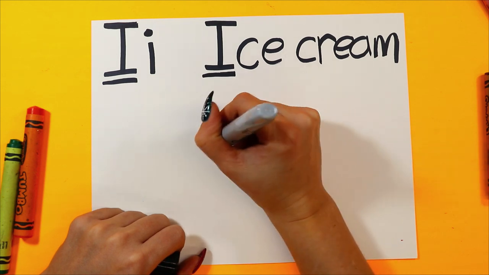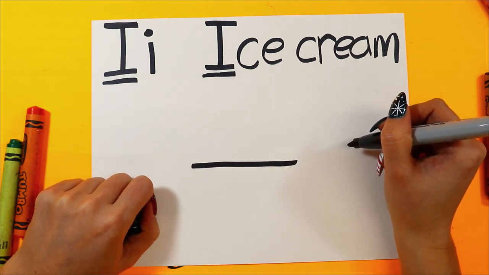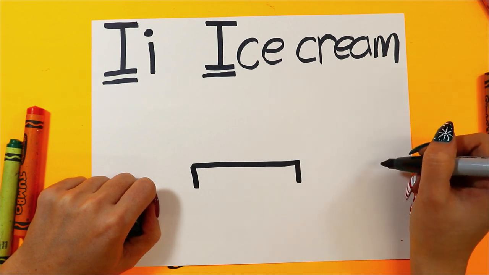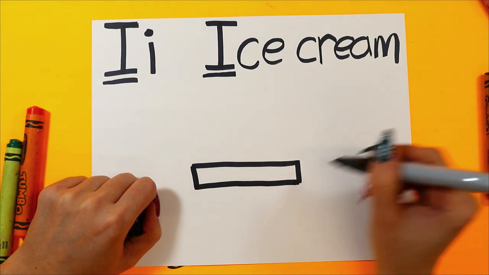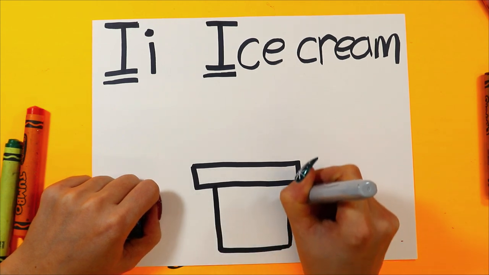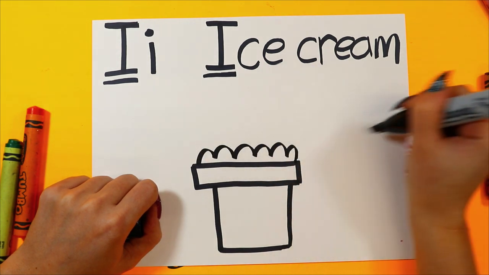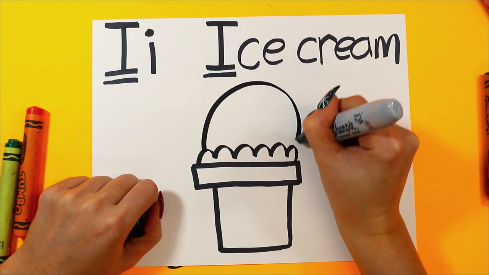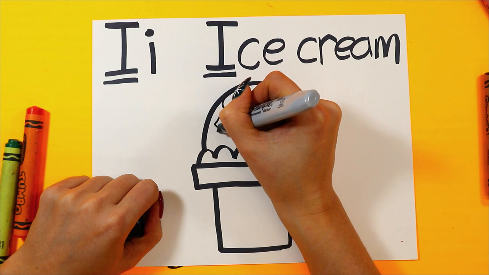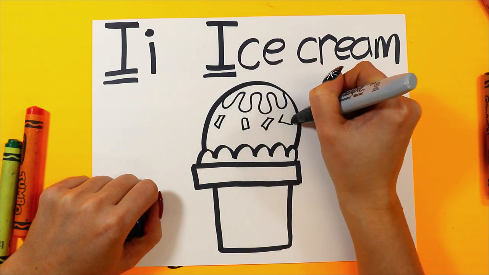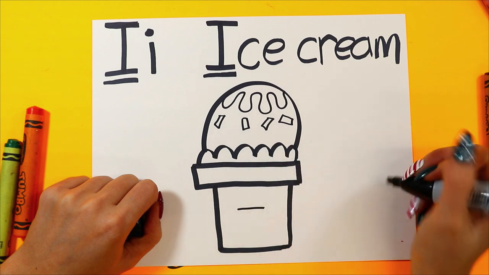Let's draw some ice cream. Let's begin with a cone with a line across. Two lines down on either side. And one more line to make a rectangle. Then we will draw a square below to make our cone. Above, we're going to draw some curving lines with a big curve on top. I like to add syrup on top or maybe some sprinkles. On the square, on the cone, we're going to draw a line in the center.